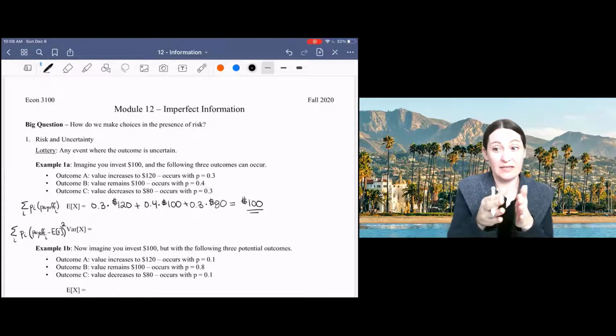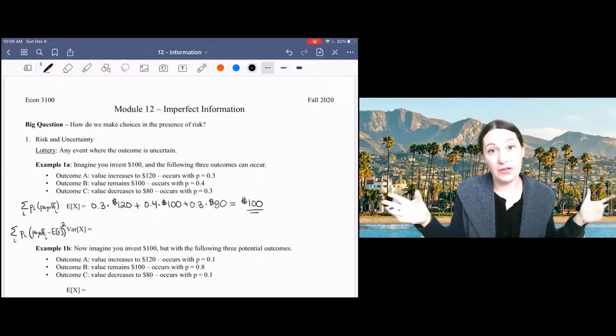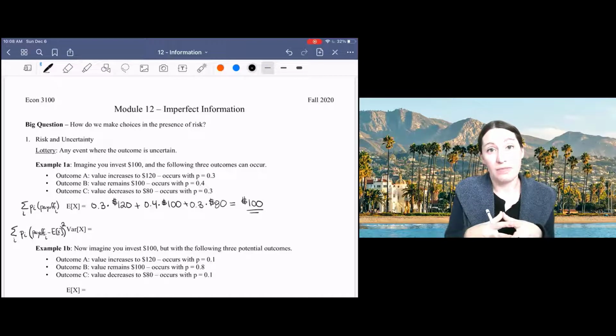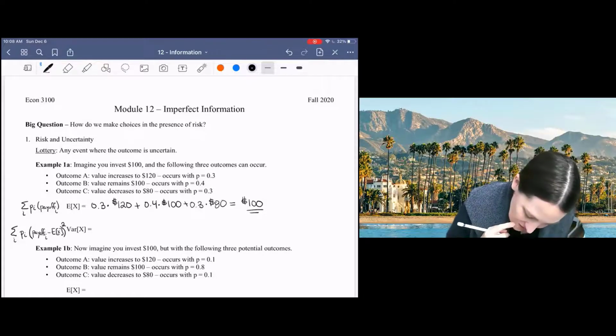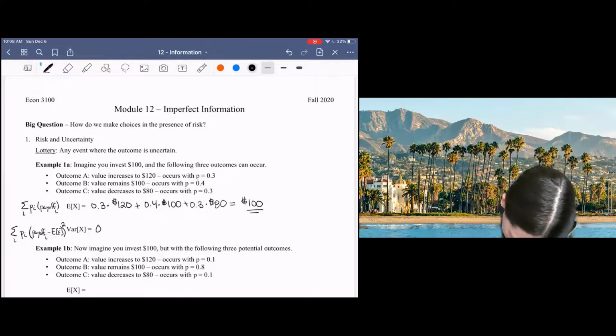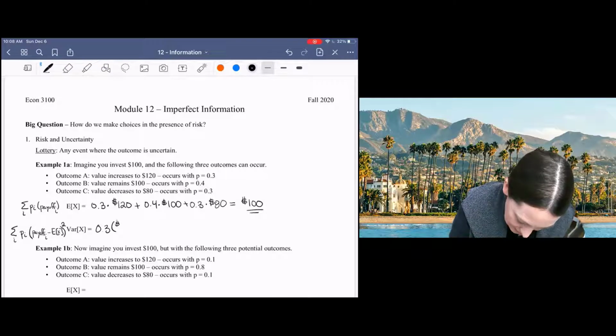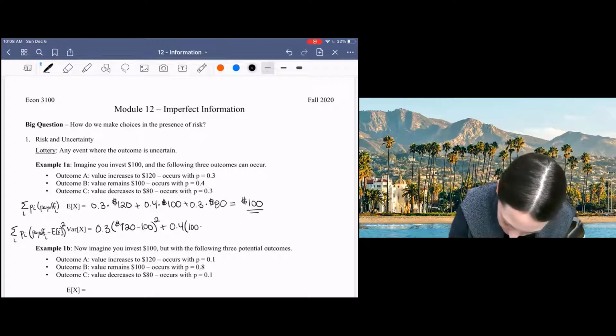Okay, so that gives us a sense of how wide the distribution of outcomes is relative to the average outcome. So here in this example, we would have 0.3 times (120 minus 100) squared, plus 0.4 times (100 minus 100), that's going to be 0, plus 0.3 times (80 minus 100) squared.